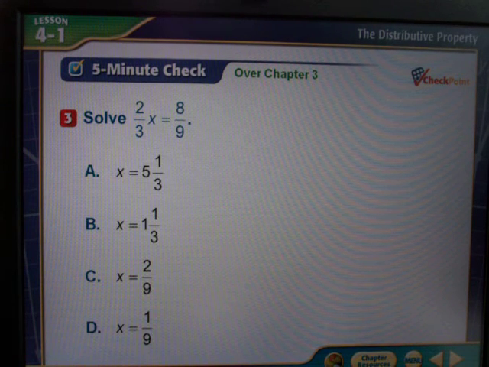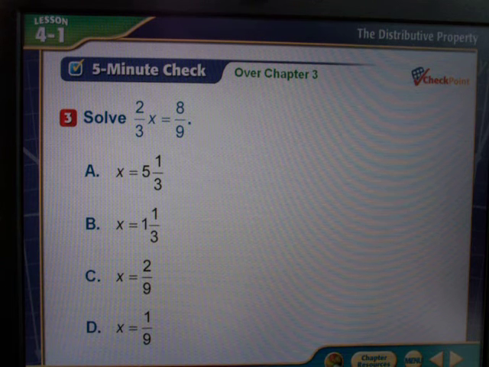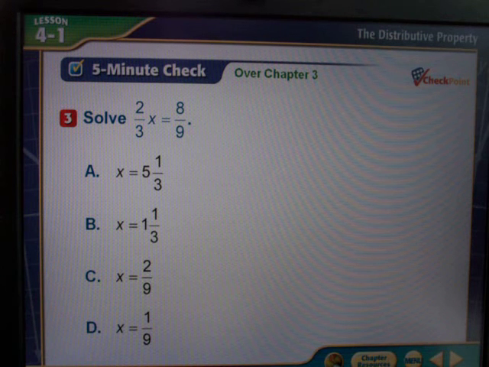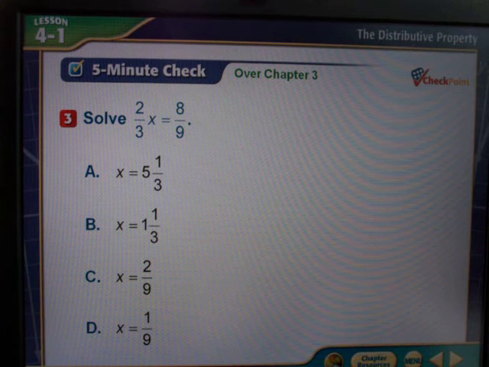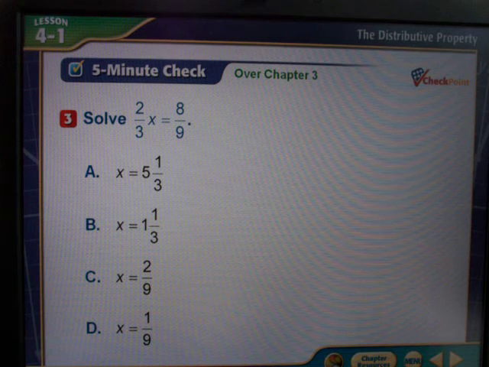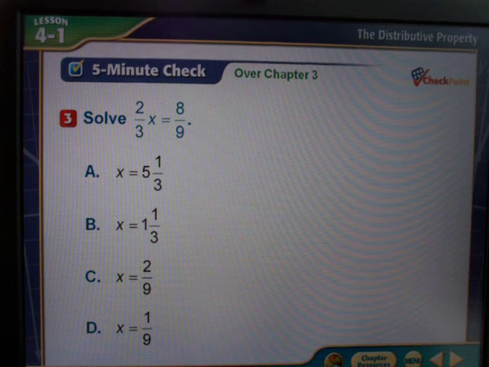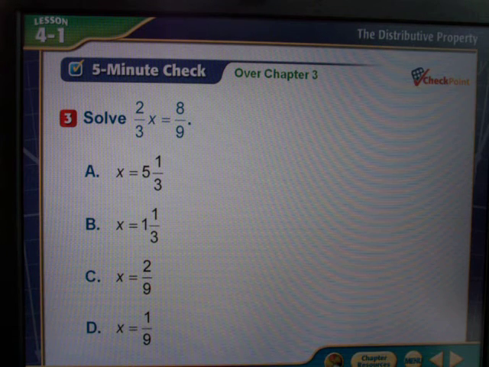Now we're going to solve 2/3 x is equal to 8/9. Now remember, when you solve these, to get x by itself, you're going to multiply each side of your equation by 3/2. So does that give you A, where x is equal to 5 1/3, B, x is equal to 1 1/3, C, x is equal to 2/9, or D, x is equal to 1/9? And your answer is?